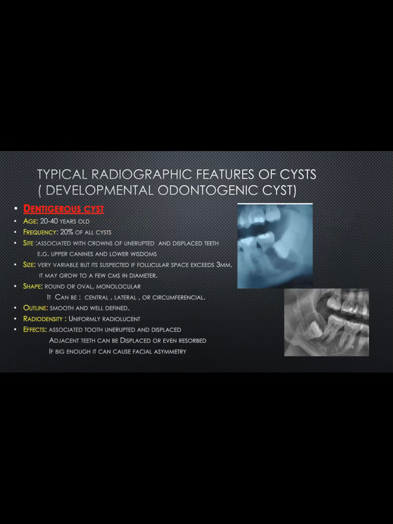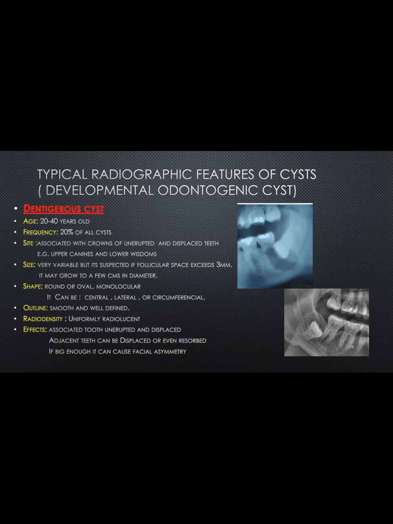Okay, so this is a dentigerous cyst. This cyst develops from the remnants of the reduced enamel epithelium after the tooth has been formed. So it basically forms around a tooth that hasn't erupted yet or a tooth that's been displaced. Now, most commonly it happens between the ages of 20 and 40. It's 20% of all cysts, and it's most common in the lower wisdom area and the upper canine area.